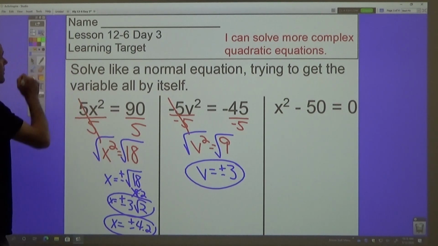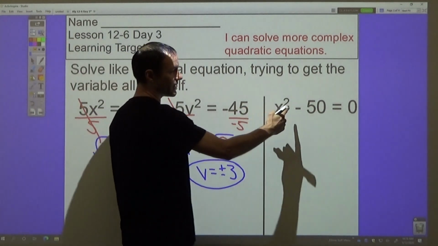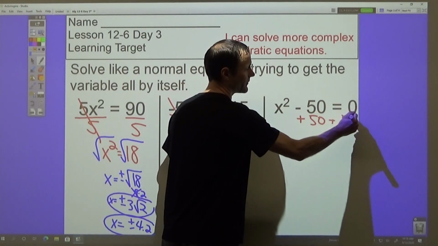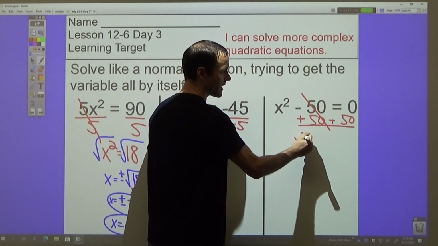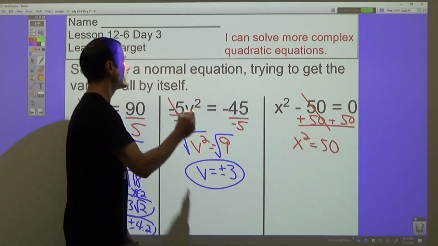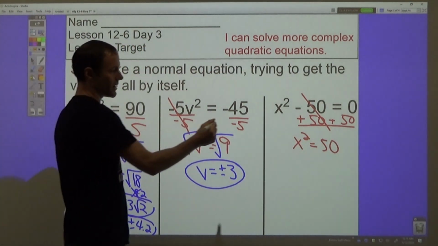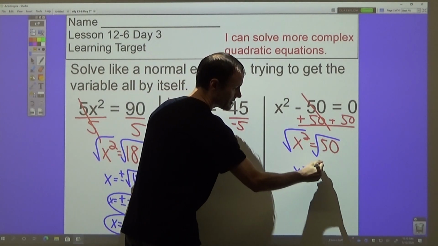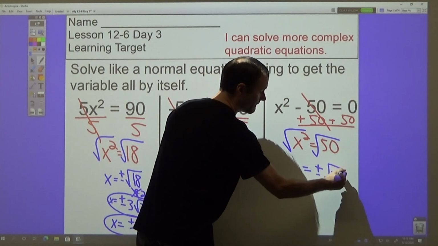For the third one, we want to try and get that x squared all by itself, so you need to get rid of your minus 50 first. So plus 50 and plus 50. So x squared equals 50. Take the square root to get rid of the x squared. Square root of both sides, so x equals plus or minus the square root of 50.